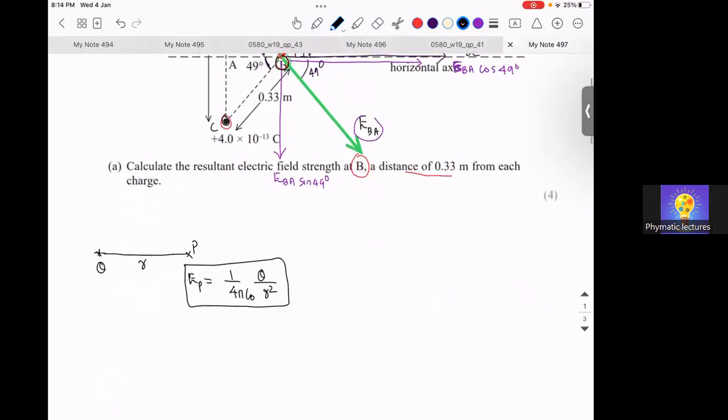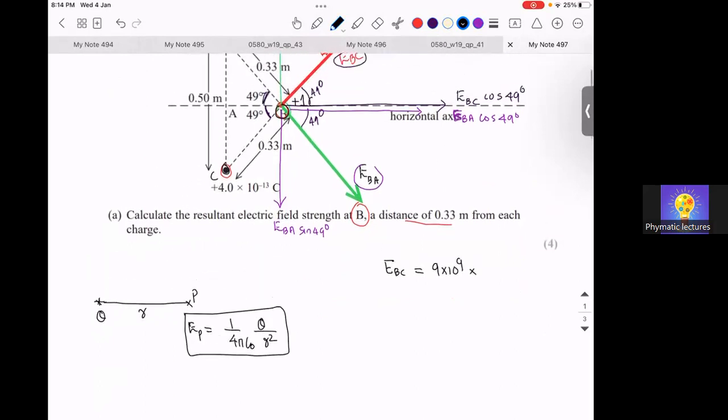So EBC, if I'm substituting this value, I'm writing the exact magnitude: 9 into 10 raised to 9, that is 1 by 4 pi epsilon 0, into the charge, 4 into 10 to the power of minus 13, divided by 0.33 square. Now ball is in your court. Take your calculator, input these values, and try to figure it out.